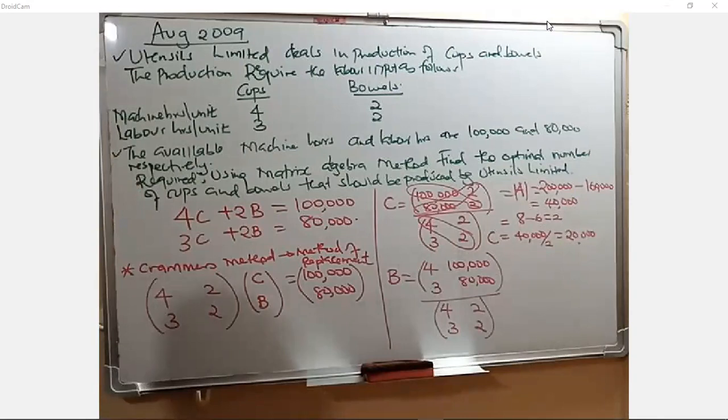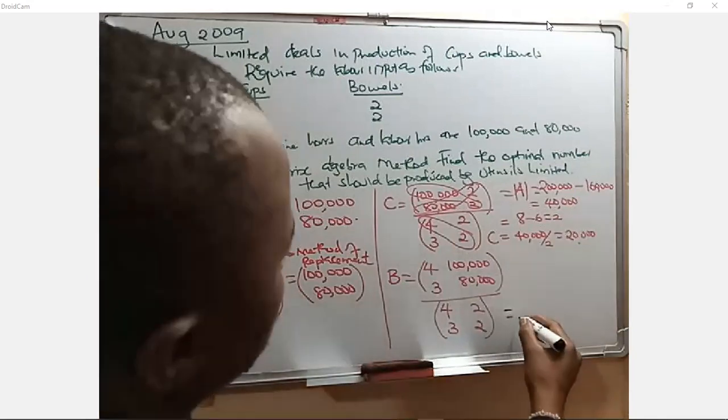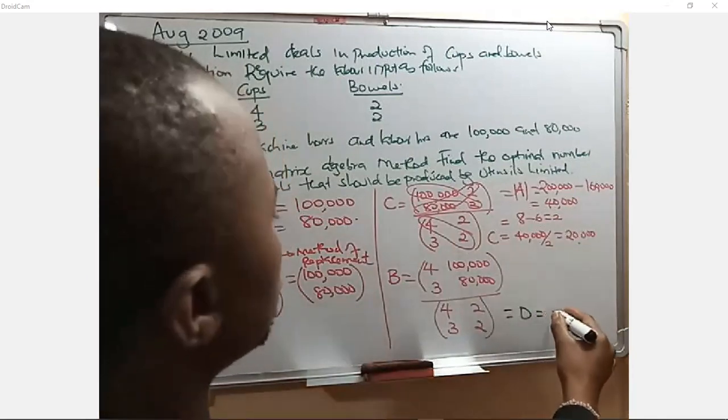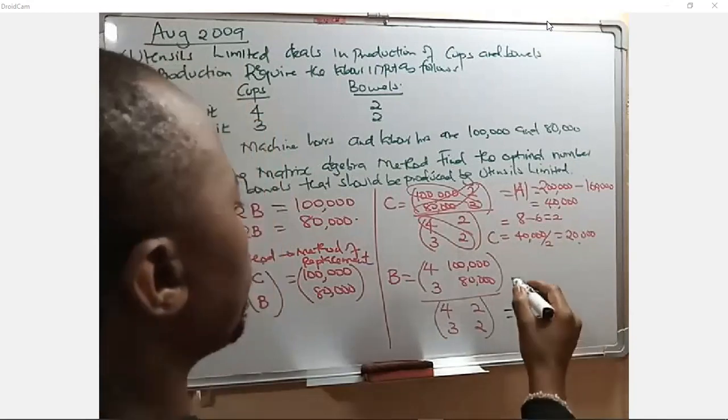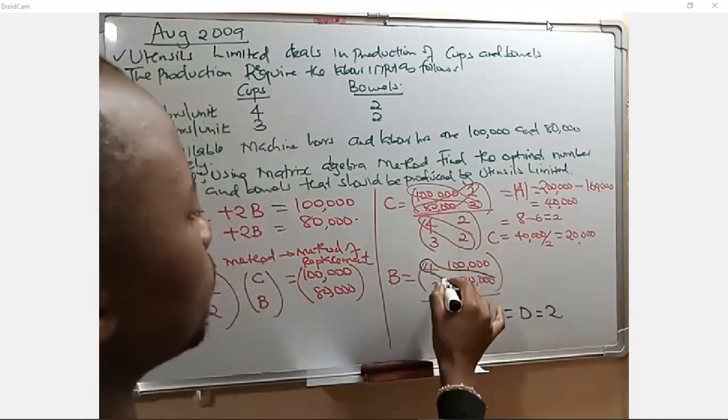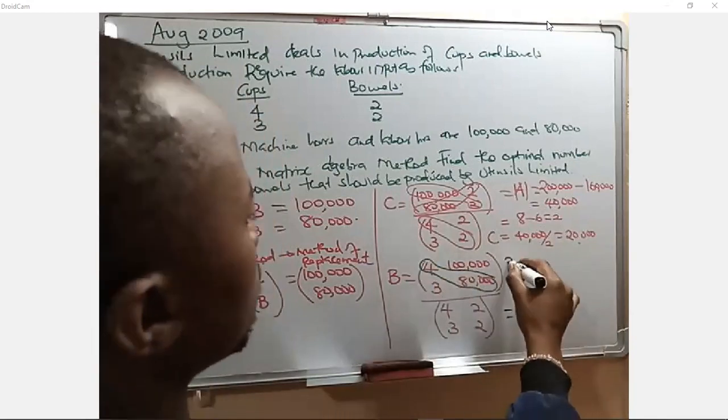Now, when you do your calculations here, you'll find that the determinant on the lower denominator is 2. Now, on the upper, I take the product of the second diagonal, which is 320,000.